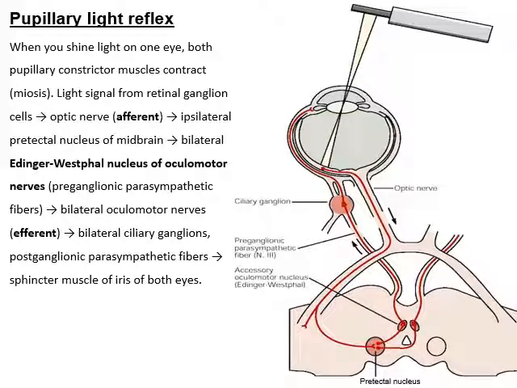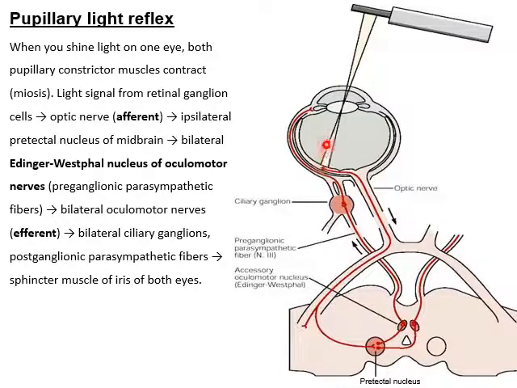There is something very important for you to know, which is called the pupillary light reflex. This pupillary light reflex is done by shining a light. You use a flashlight or a torch and shine the light to the retina of one eye only, and then observe the reaction of the pupil of both eyes. When you shine the light on one eye, you will see pupillary constriction or miosis in both eyes.